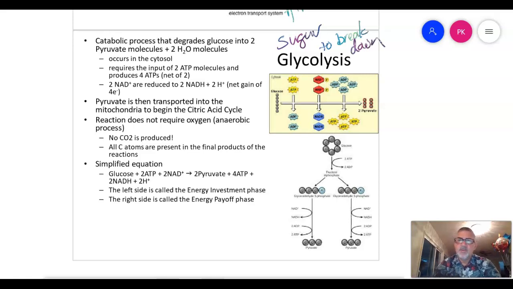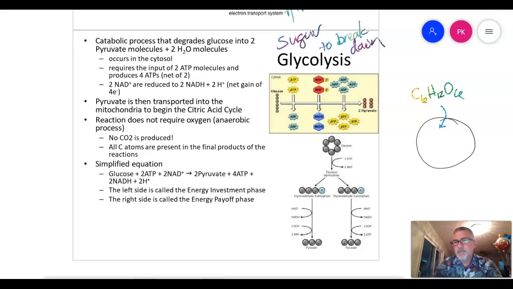So glycolysis is really just a breakdown of sugar, right? So if I have a cell, and then I have a glucose molecule, by facilitated transport, I'm going to move that glucose molecule in.